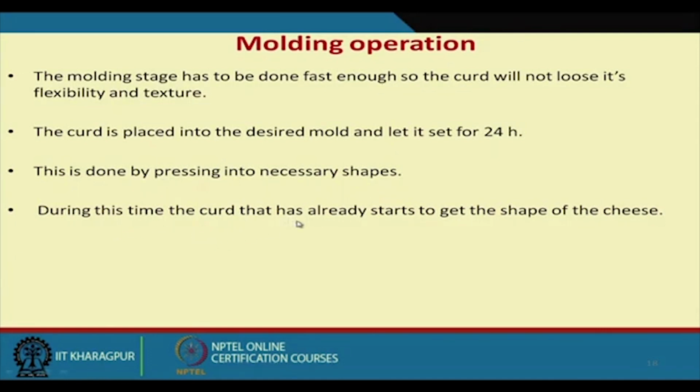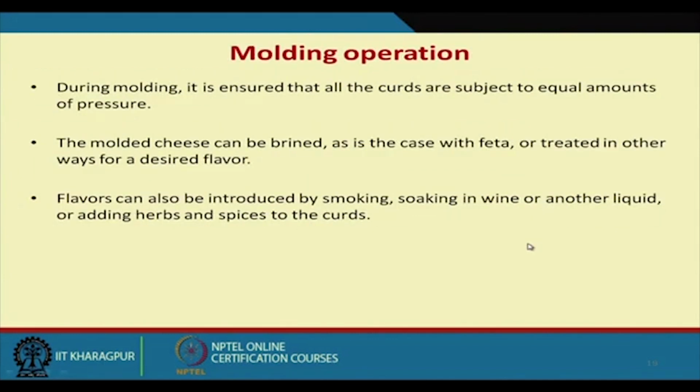During this time, the curd has already started to take the shape of the cheese, which is very important. During molding, it is ensured the curds are subject to an equal amount of pressure, and the molded cheese can be brined. We can put some kind of salt here, as in the case of feta, or treat it in another way for the desirable flavor. As I told you, we purposefully add some kind of color to get a typical color in the cheese. I will show you later how it is done.